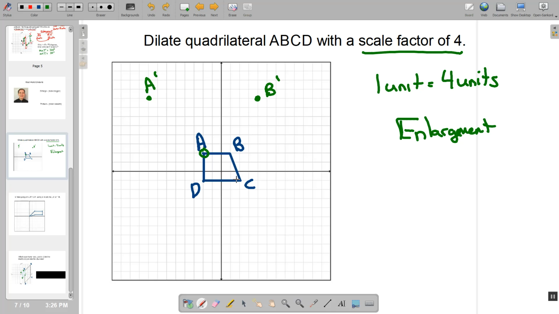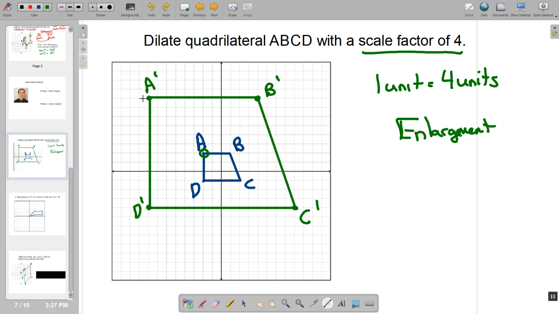C is over 2 and down 1, so it needs to be over 8, 2, 4, 6, 8, and down 4, which would put C prime right here. And then D prime needs to be parallel to both C and A, which means that D prime will be right here. Frequently, when you're done drawing these figures, the best way to tell if they change shape is simply the eye test. Does this shape look like the same shape we started with? For me, these do look the same. Therefore, we are dilating correctly.